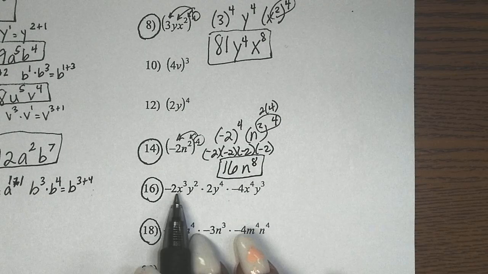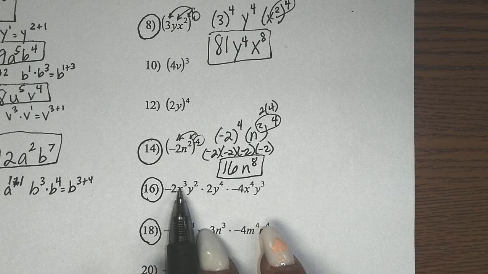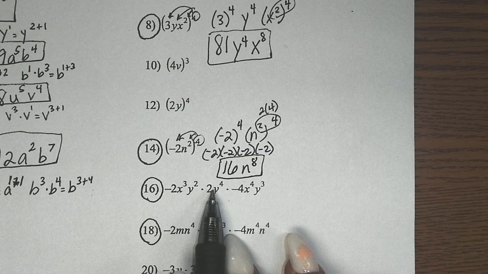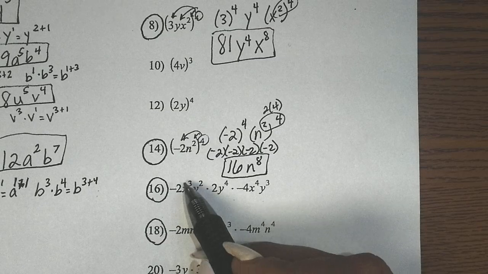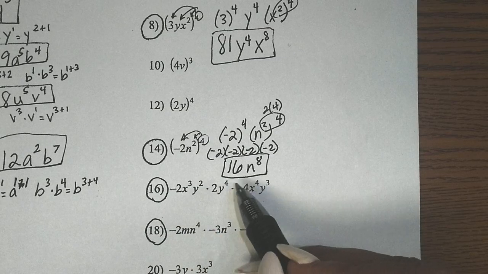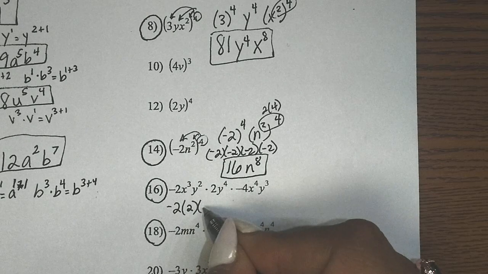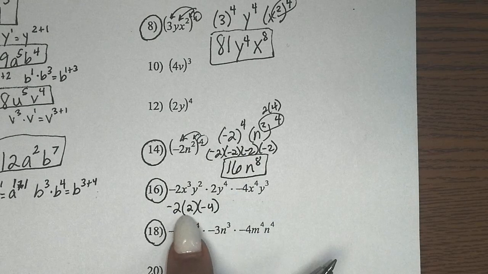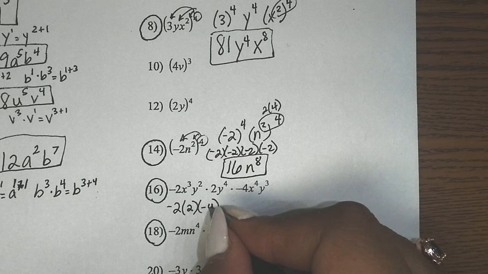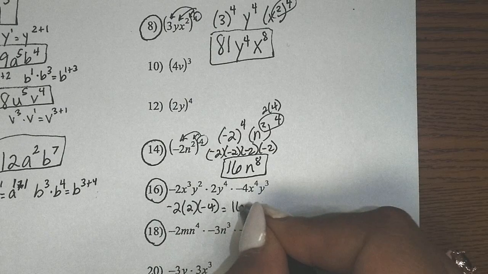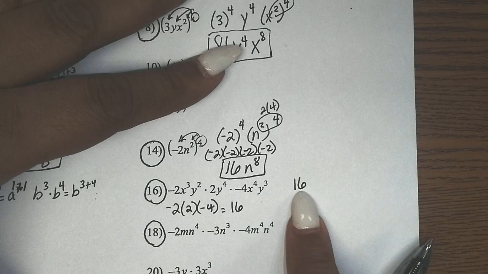Alright, 16. I do not see any parentheses. This is all multiplication. You're just multiplying now, instead of 2 monomials, 1, 2, 3 monomials. So what do you do first? You multiply the numbers in front, the coefficients. So we're going to do negative 2 times negative 4. Negative 2 times 2 is negative 4. Negative 4 times negative 4 is positive 16. So 16 is going to be the coefficient in the front.